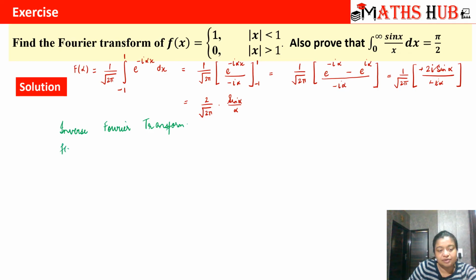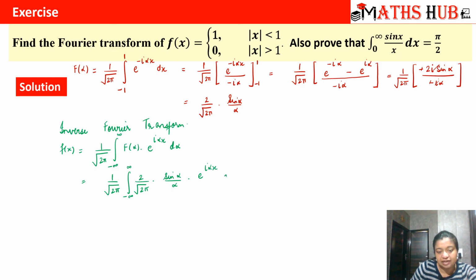So f(x) is equal to, the formula for the inverse Fourier transform is 1 by under root 2 pi integration minus infinity to infinity F(alpha) into e to the power iota alpha x d alpha, right? So let us put in the values. So we have 1 by under root 2 pi integration minus infinity to infinity, F(alpha) is 2 by under root 2 pi into sine alpha by alpha into e to the power iota alpha x d alpha, right? f(x) is equal to this term.